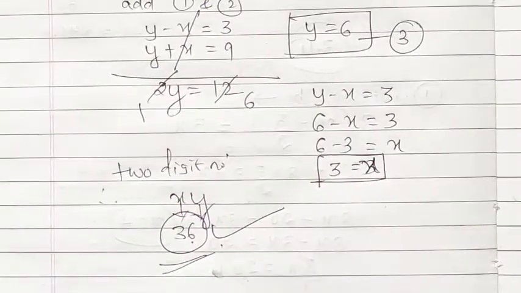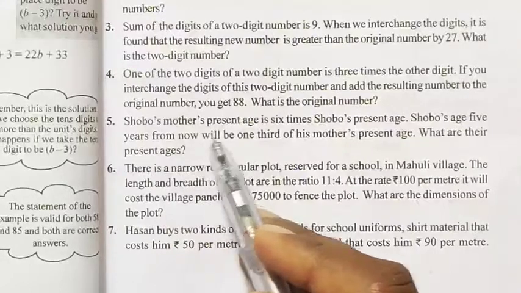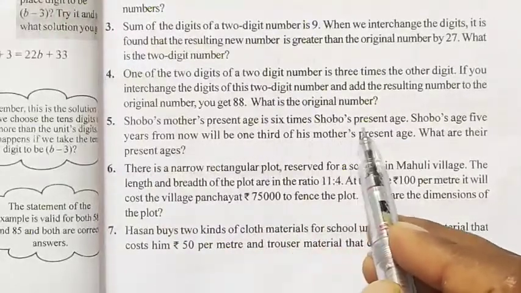Next, question number 5: Shobo's mother's present age is 6 times Shobo's present age.